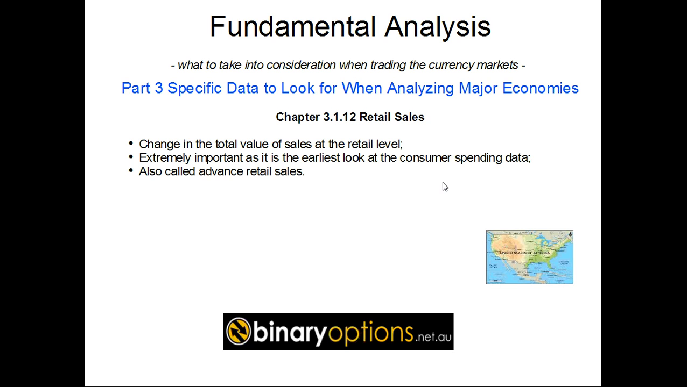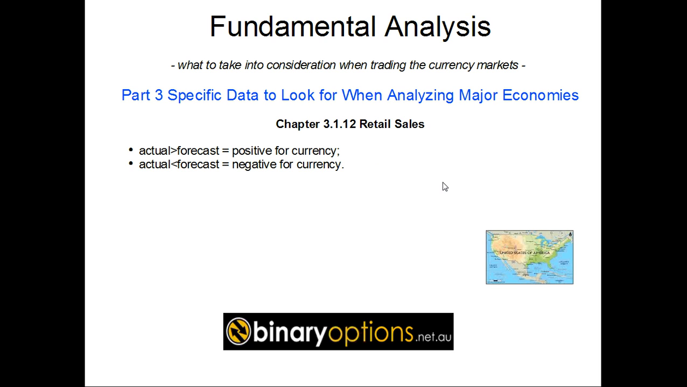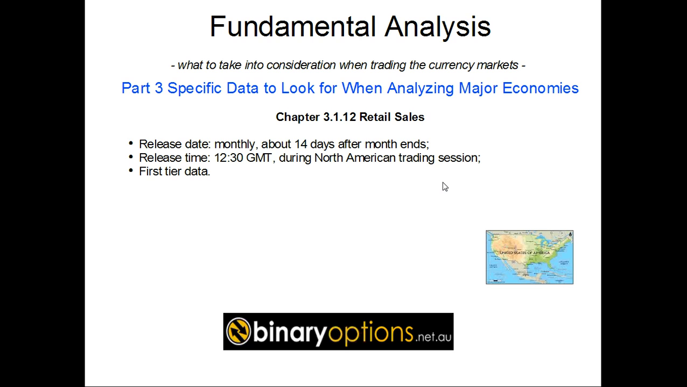So they show the change in total value of sales at the retail level. It is extremely important as it is the earliest look at consumer spending data, and this whole project is about how to make an educated guess regarding the power of consumer spending. They are also called advanced retail sales, so sometimes the market refers to this only as retail sales, sometimes as advanced retail sales. If the actual is higher than the forecast, it should normally be viewed as positive for the currency, and if the actual is lower than the forecast, it should be viewed as negative for the currency.